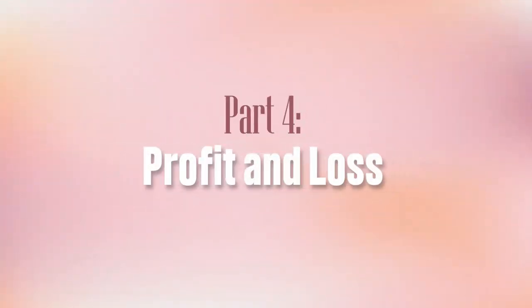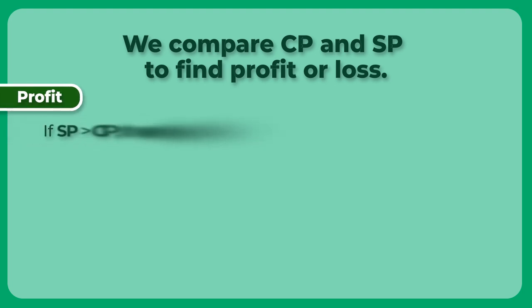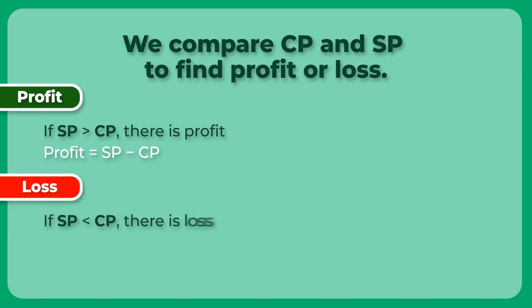Part 4. Profit and loss. We compare cost price and selling price to find profit or loss. Profit: if SP is greater than CP, there is profit. Profit is equal to SP minus CP. Loss: if SP is less than CP, there is loss. Loss is equal to CP minus SP.